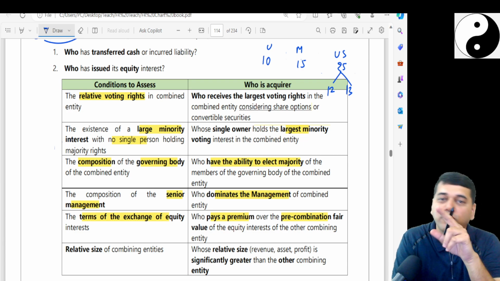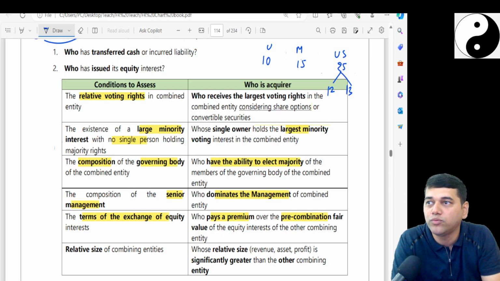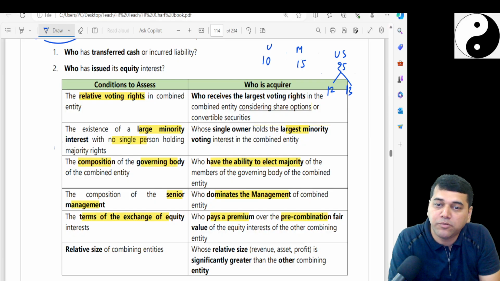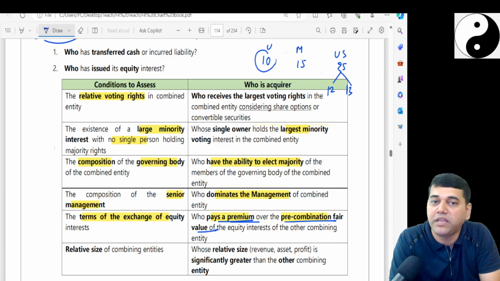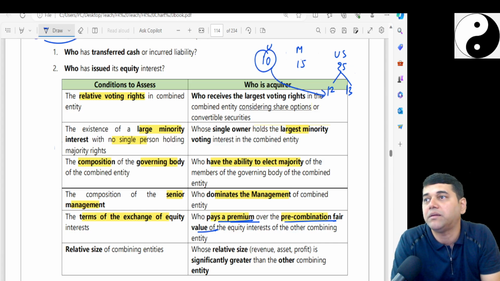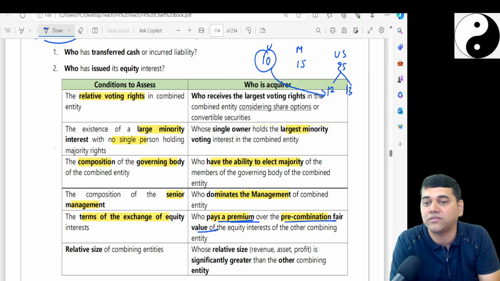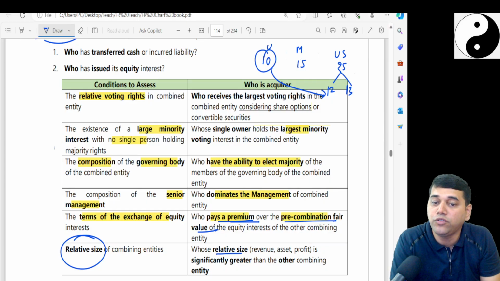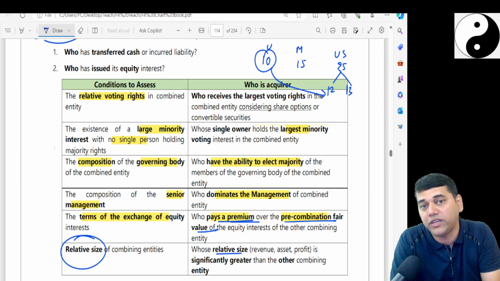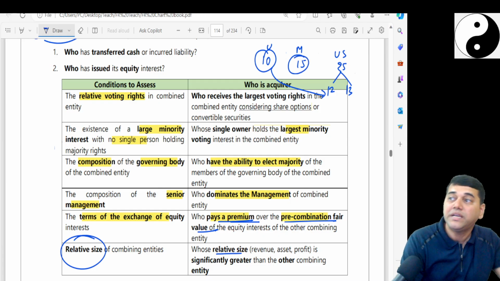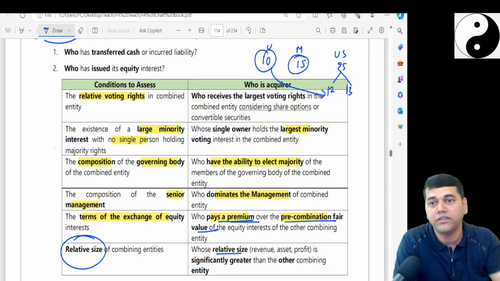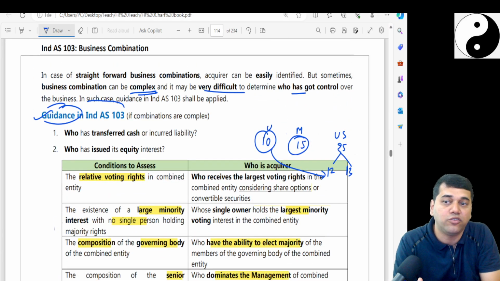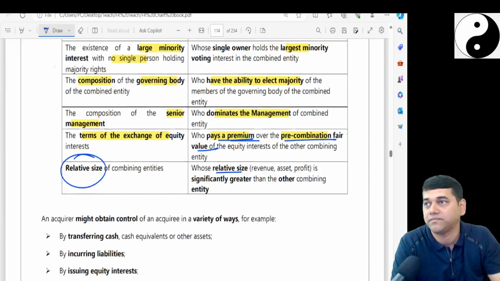Did you acquire me, or did I acquire you? I acquired. Why? Because somebody has been paid a premium over pre-combination fair value. This was your pre-combination value. Somebody was paid a premium, and that is in exchange for consideration and relative size of the combining entity. Now, in terms of assets, revenue, etc., somebody is greater. If you look here, relatively somebody is bigger as compared to the other. These are all the guidance factors you have to see when there are complexities.